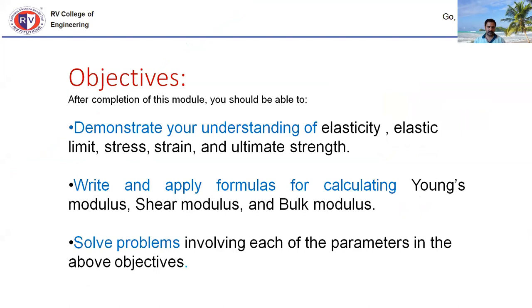So the objective of this unit is, after completing this unit, you will be able to demonstrate your understanding of elasticity, elastic limits, stress and strain curve, and the ultimate strength of a material. You will be able to interrelate the three types of elastic modulus, like Young's modulus, shear modulus, and the bulk modulus. With all these parameters, you will be able to solve the numerical problems related to this. These are the objectives of this elasticity unit.